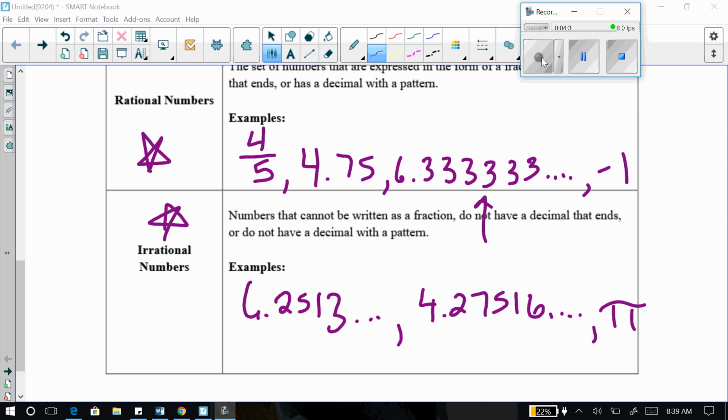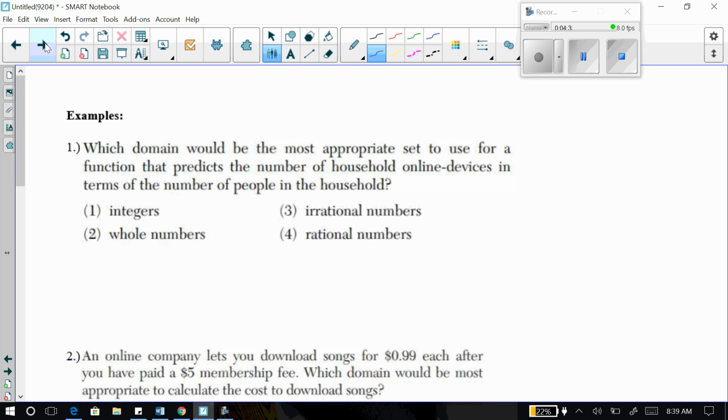Okay, let's jump over to the next page and do 2 examples together. And then you have 5 to do on your own in the problem attic I posted on Classroom. So they like to ask questions like this. Which domain would be the most appropriate set to use for a function that predicts the number of household online devices in terms of the number of people in the household?